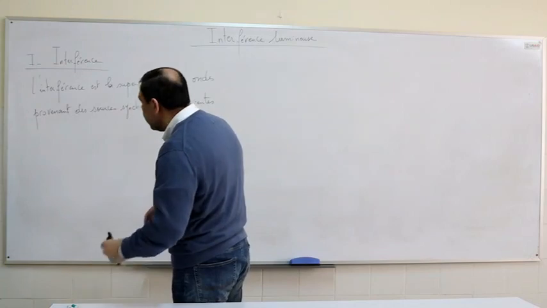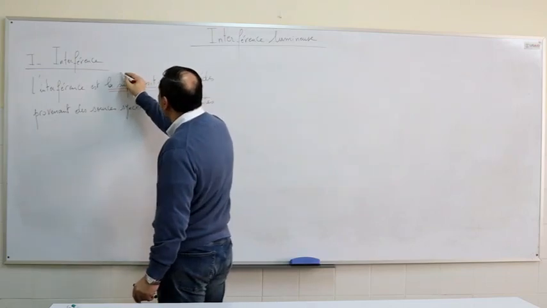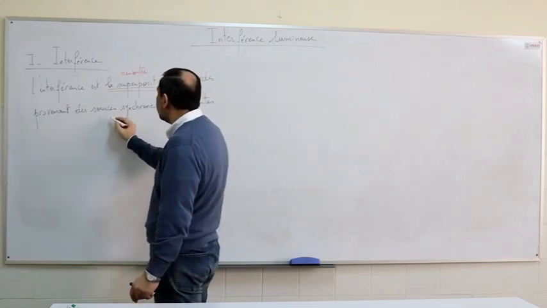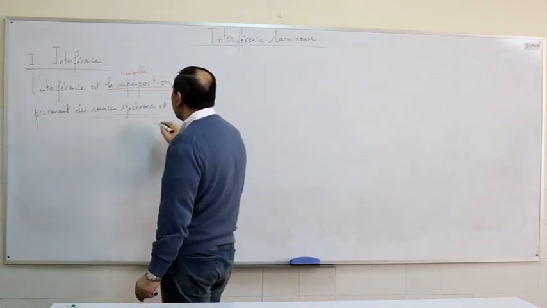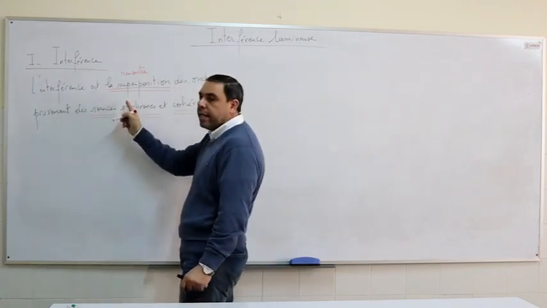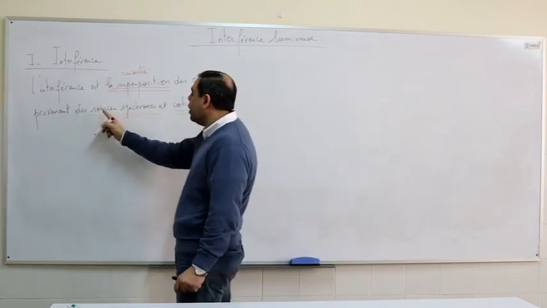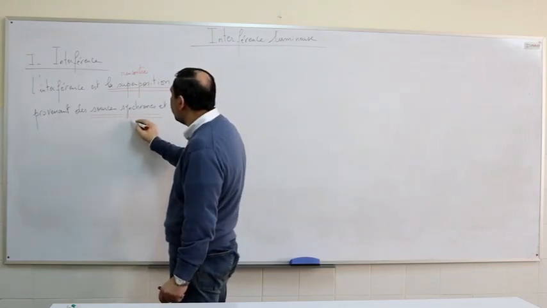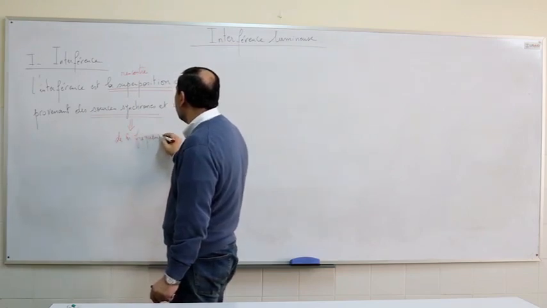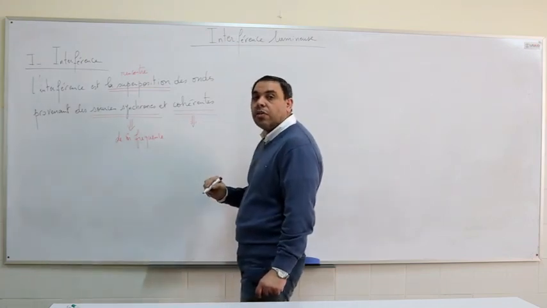Interference is the superposition or the meeting of waves coming from synchronous and coherent sources. Synchronous sources are sources emitting waves of the same frequency. Coherent means that the phase difference between the sources is constant.